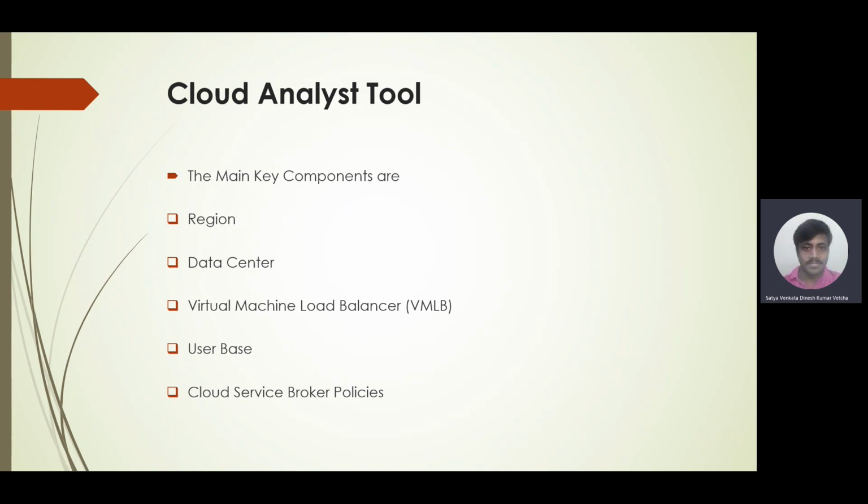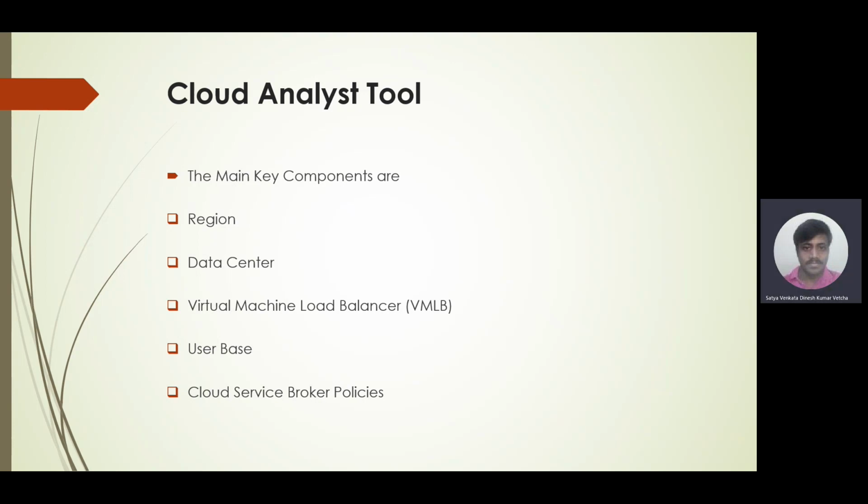Region is nothing but the areas. Data centers, for fog, are like small data centers which are able to perform the operations. The virtual machine load balancer helps to know which virtual machines are available for task completion, and which one is handling less load and so on.